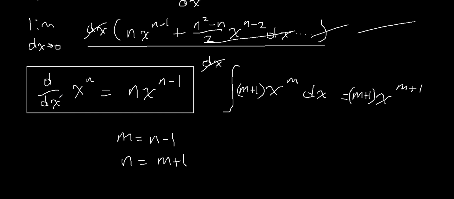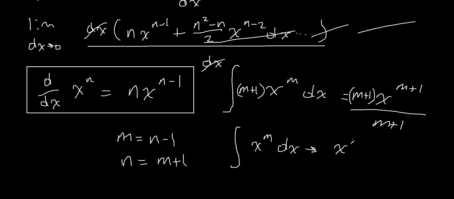And we didn't start with a term there, so you want to get rid of that. So you would have to divide by m plus 1. And that's the integration rule. So if you integrate x to the power of m, you should get x to the power of m plus 1 over m plus 1. Let's box that in.